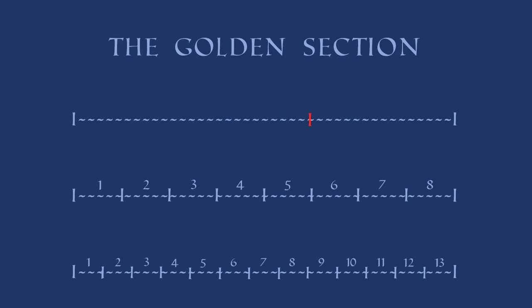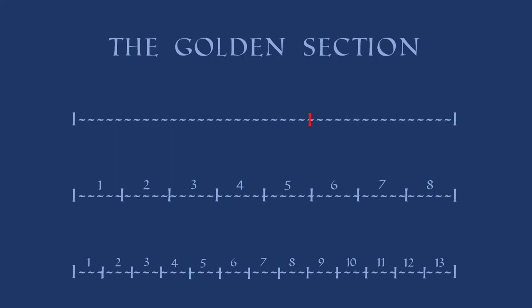Now, what I'm going to do with the first of these 2 new lines that I've put in is divide it up into 8, so we've got 8 equal parts, and the other line I'm going to divide up into 13. Now let's look at the top line. I'll highlight the golden section in red. Now, if we look at the line below that's divided into 8, you can see that very close.